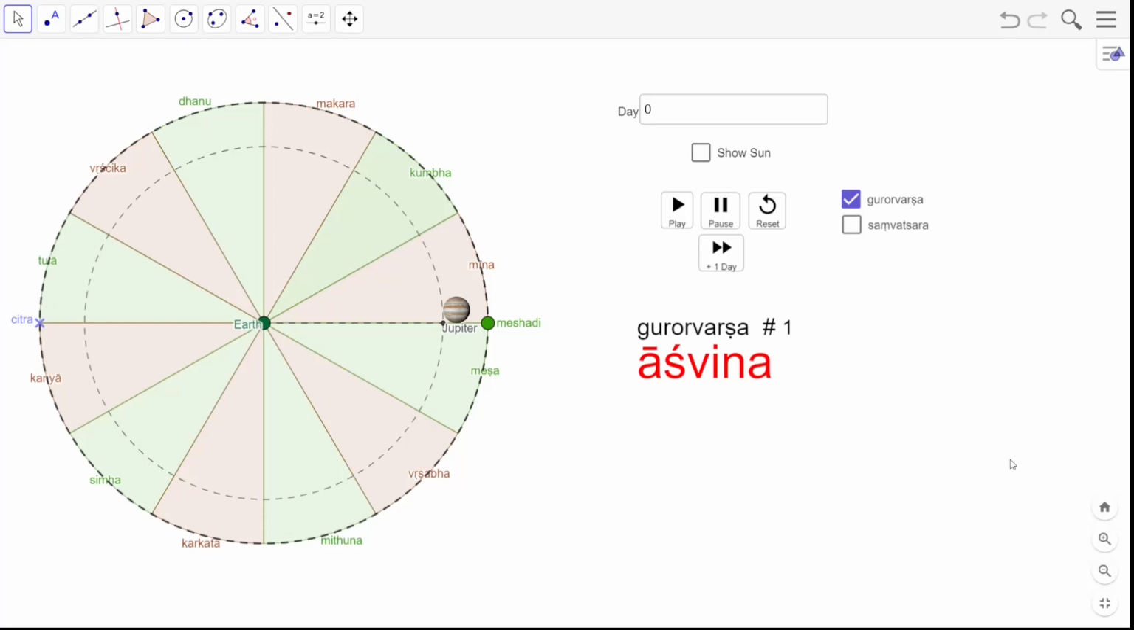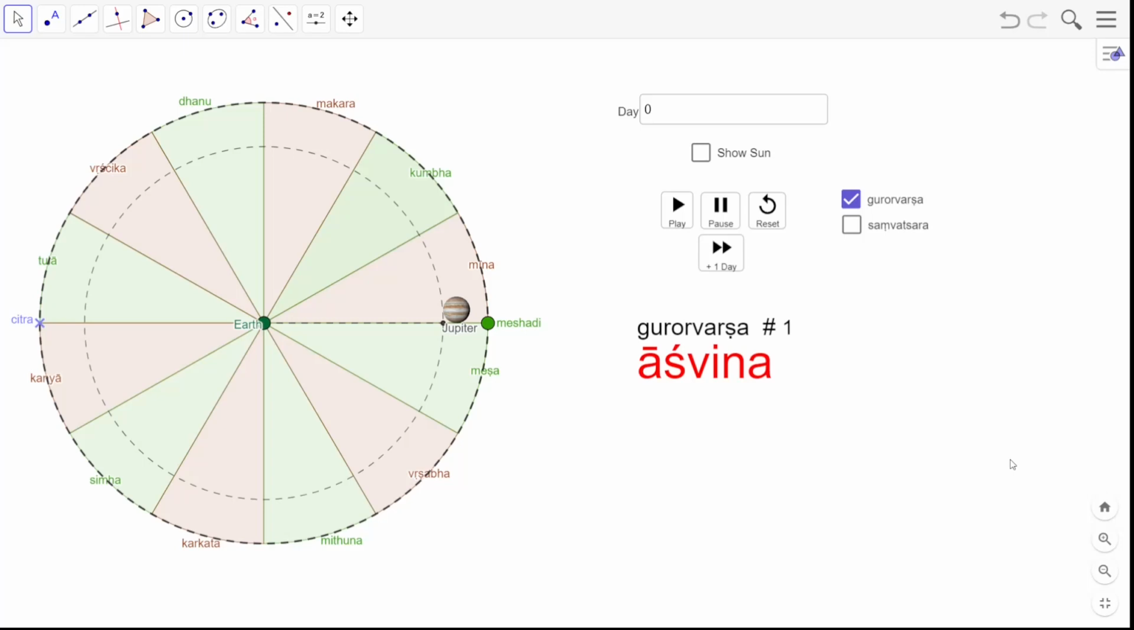Now, the calendric element itself is very simple. Gurorvarsha has a calendric element which is defined as the time taken by Jupiter to traverse one rashi. That's all. That is the calendric element. But even the Surya Siddhanta itself creates two cycles of this calendric element, a 12-time cycle and a 60-time cycle. And the 12-time cycle is called Gurorvarsha. And the 60-time cycle is known as samvatsara.